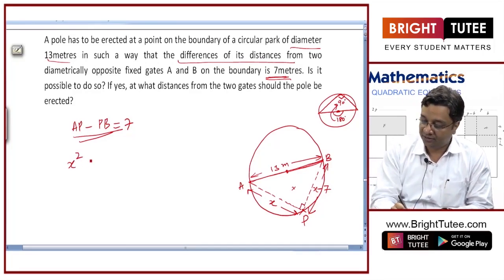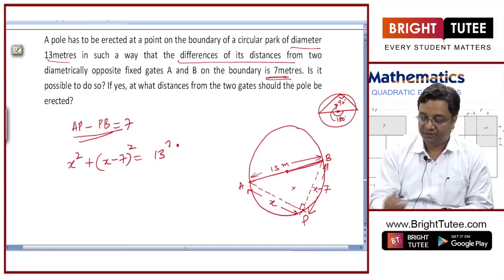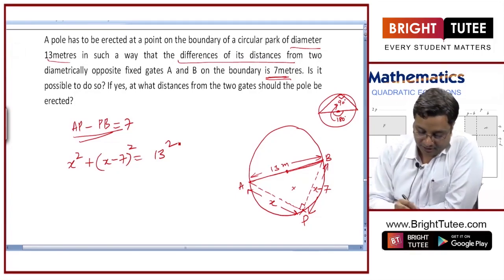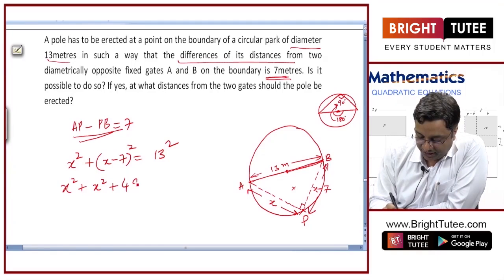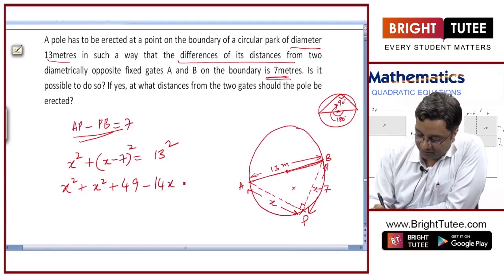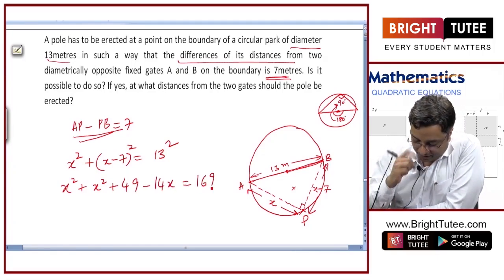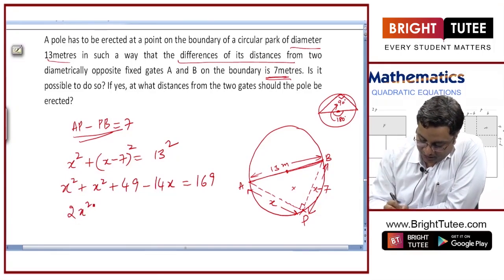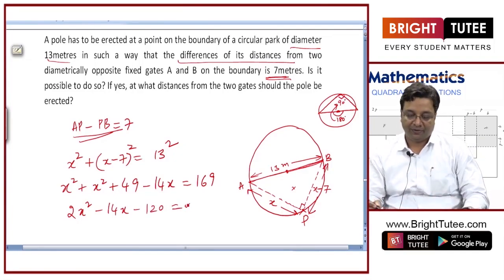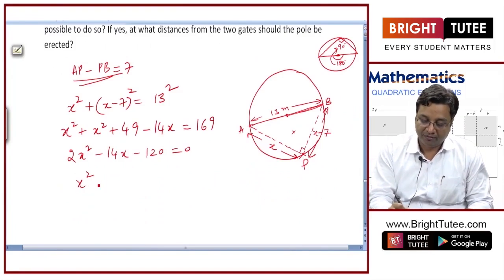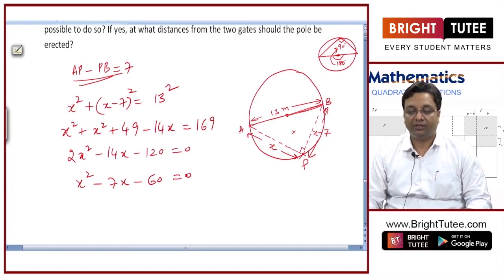So x square plus (x minus 7) square will be equal to 13 square, right? So x square plus x square plus 49 minus 14x will be equal to 169. Hence, we can say 2x square minus 14x minus 120 is equal to 0, right? So, x square minus 7x minus 60 is equal to 0.